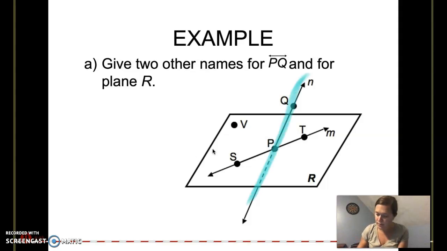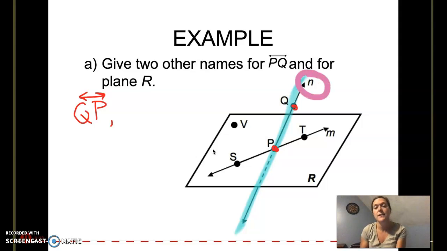So line PQ would be this line right here that I'm highlighting because that's where P and Q are both on the same line. So I could name it line QP, switch up the order, that's probably the easiest one. Make sure I put that symbol with the line and the 2 arrows above. Or I can use that italicized N. Notice that N is not attached to any dots, so that's not a point. So I'm going to call it line N. That would be 2 different ways to name line PQ.